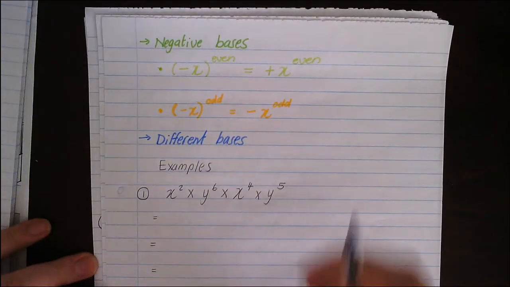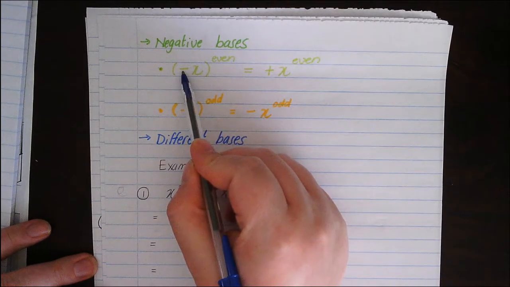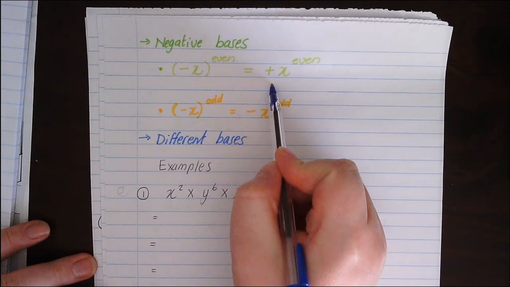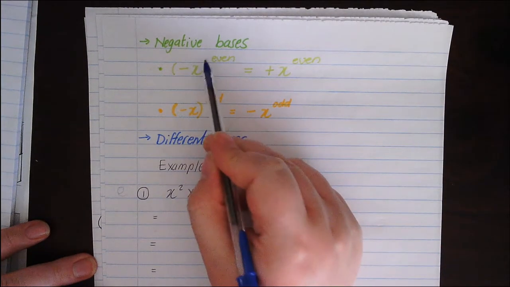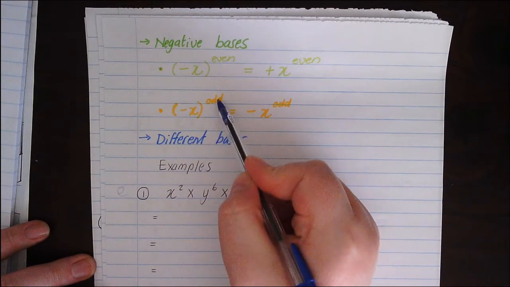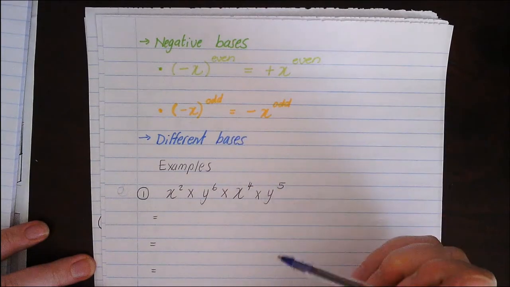Let's have a look at what happens when we have a negative base. When you have a negative number to an even power, the answer is always positive, and you give the power to the base. If you have a negative number to an odd power, the answer is always negative, and you give the power to the base.